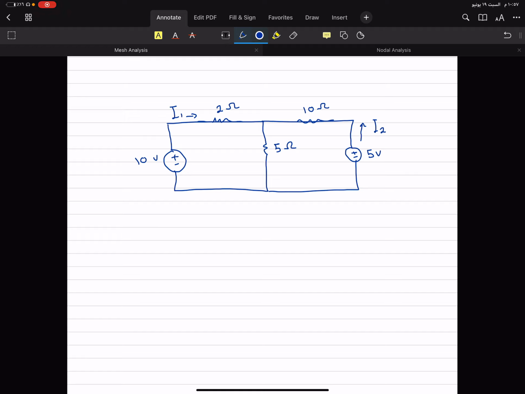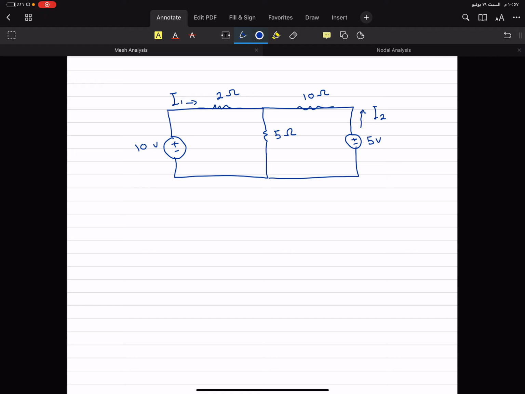That doesn't mean if I found the current I2 is -5, for example, that I have to change the direction of I2, so that this one will be +5 amps. No, you don't have to. You can keep it negative. No problem with the negative current. No problem at all, okay?